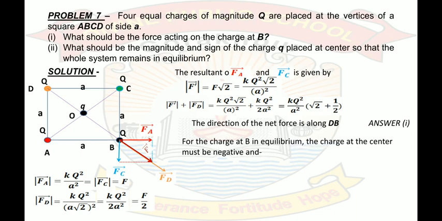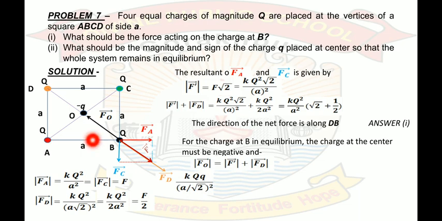The charge at the center must be negative, and the direction of force should be towards itself. Force will be FO. Now the magnitude of FO must be equal to F dash plus FD. F dash plus FD we have solved just now. FO will be equal to what? That will be KQq upon (A upon under root 2) whole square.